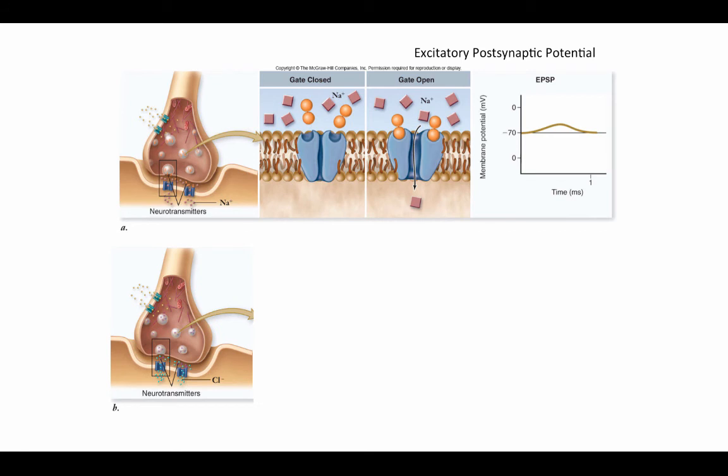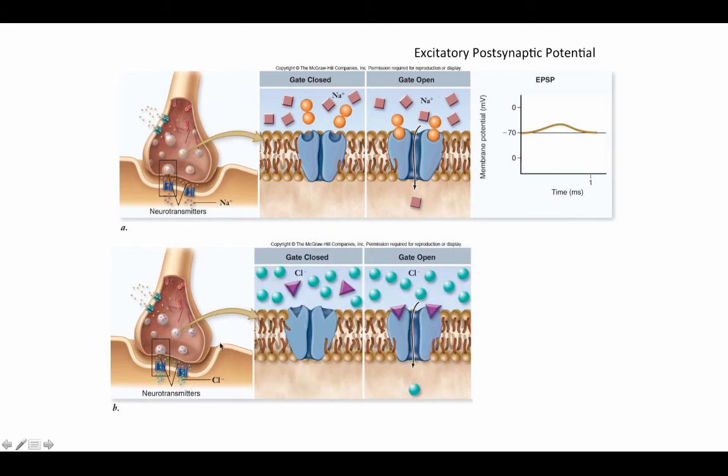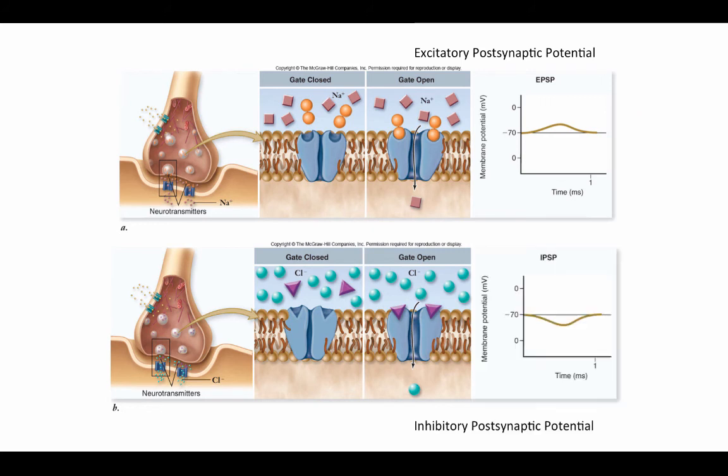But this can also open other kinds of channels. So a different neurotransmitter might, for example, open up chloride channels. Chloride is going to flow along its concentration gradient into the cell. And so when these open, chloride flows in. And so now we're bringing more negative charge to the inside of the cell, and that's going to hyperpolarize this membrane. It's going to make the inside more negative. And this is going to make the postsynaptic neuron less likely to fire an action potential. So we call this an inhibitory postsynaptic potential. It's going to make it less likely to fire.